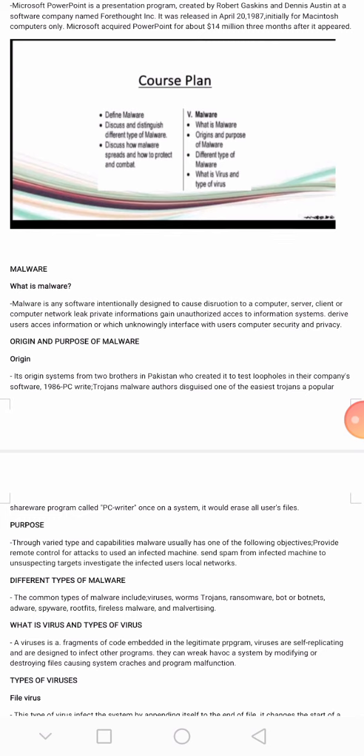Malware is any software intentionally designed to cause disruption to a computer, server, client, or computer network, leak private information, gain unauthorized access to information systems, or deprive users' access to information, or which unknowingly interferes with the user's computer security and privacy.